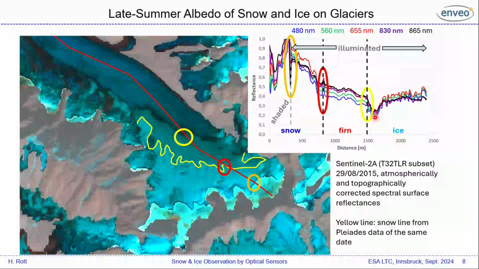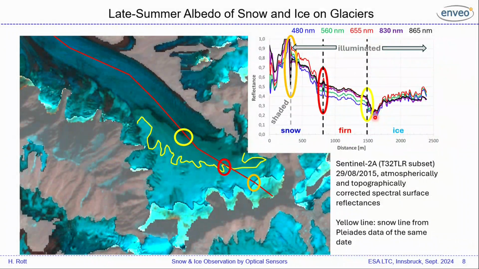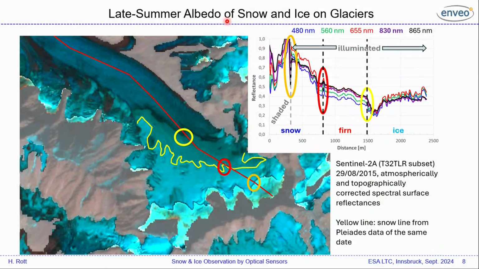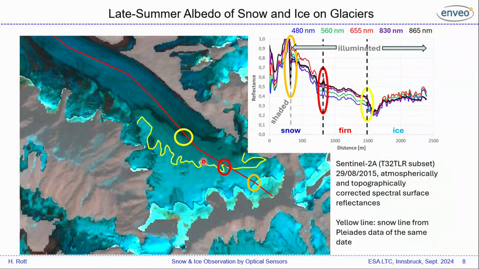Now, this is an example which Gabriele will give you a practical course on, actually on snow wetness, but nevertheless they did this analysis on Argentière Glacier. And this shows a similar behavior. It's the late summer albedo of snow and ice on glaciers. And these are Sentinel-2A data.